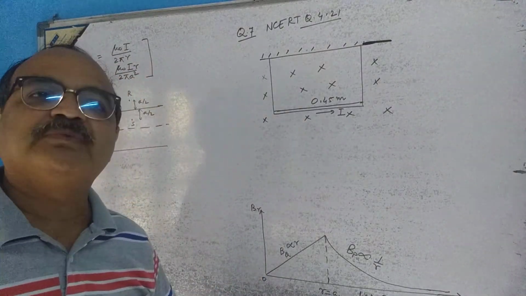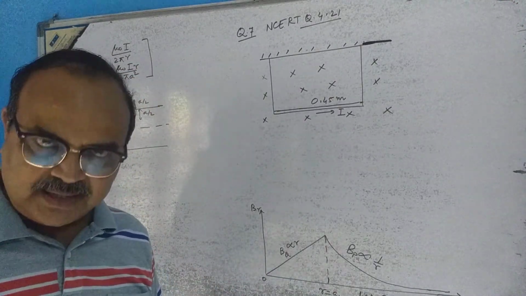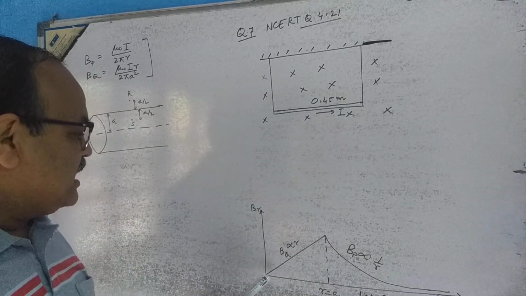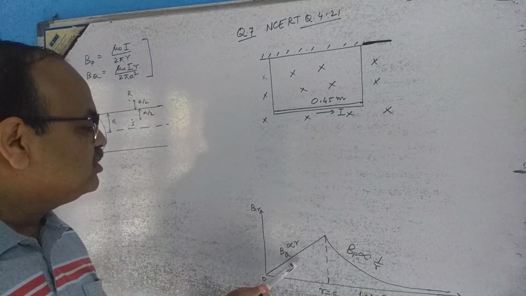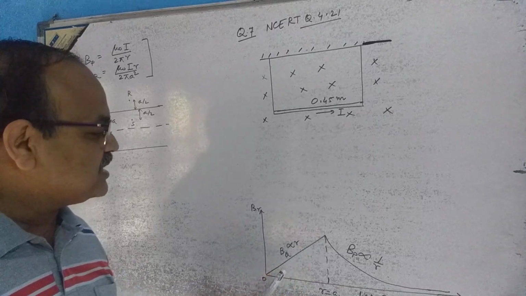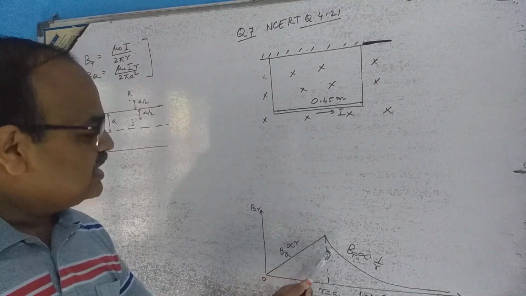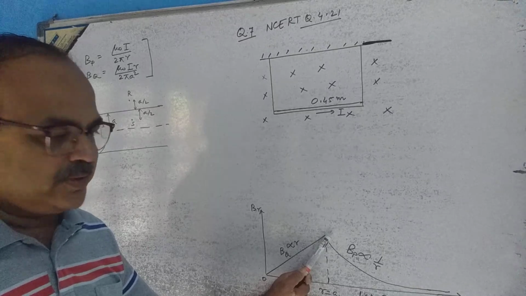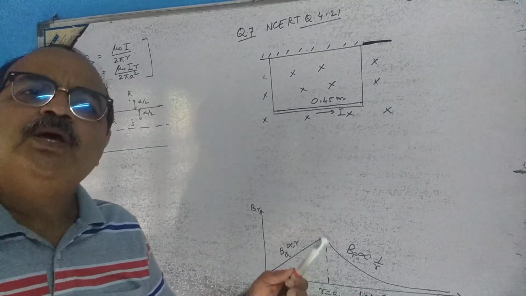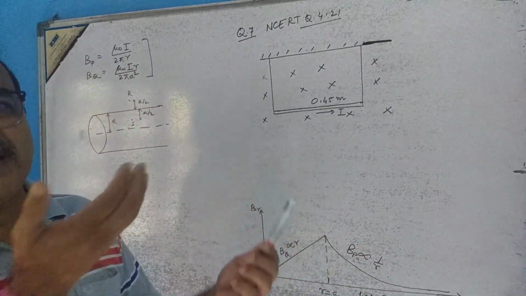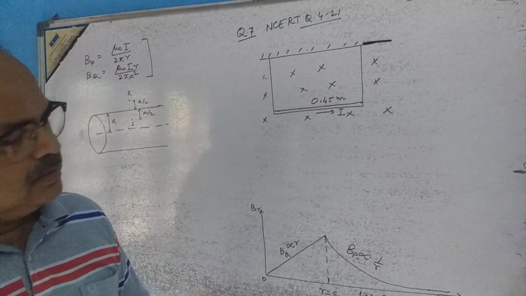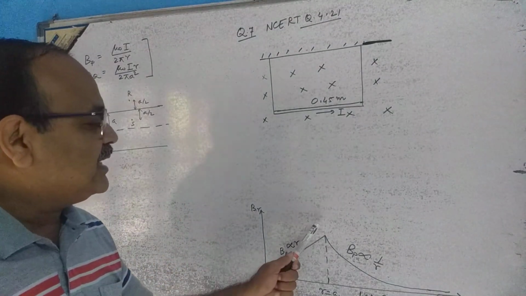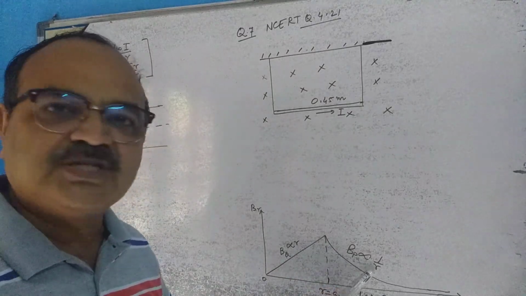R is the distance from the center of the wire, and we have seen that as long as it is inside, B is directly proportional to R. That means up to the surface it goes like this. Here the value is maximum. At the surface the value is maximum. You can prove it by graph also, and numerically also.